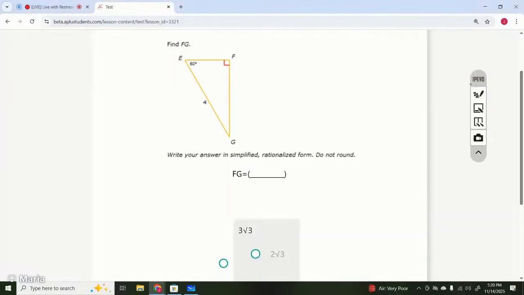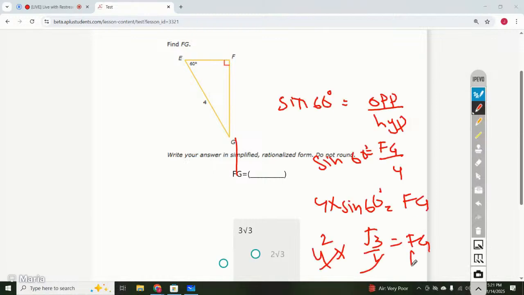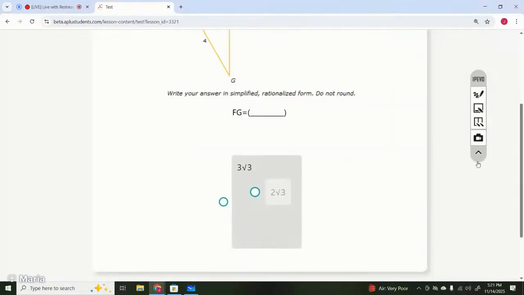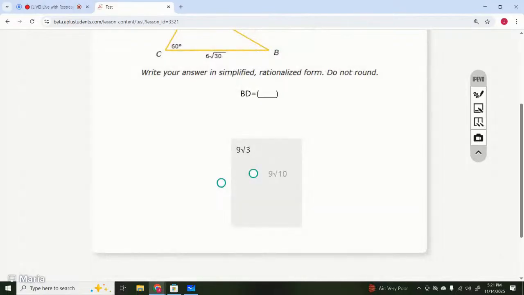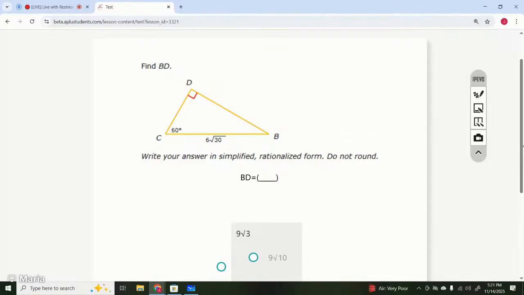The correct option is FG is equal to 2 square root 3. So the correct option is option number 2. That is 2 square root 3 is the correct option. Okay, the next one is find BD. You need to find the length of the BD.